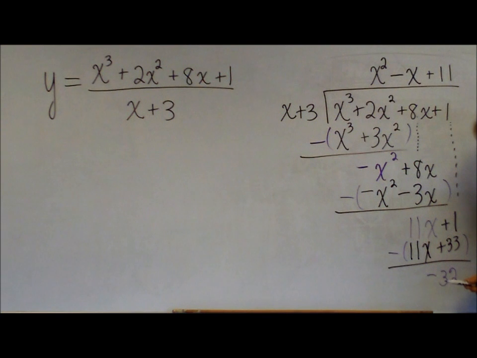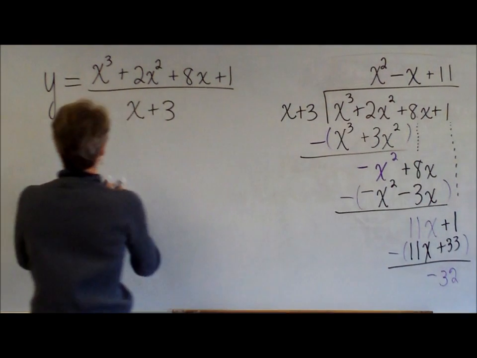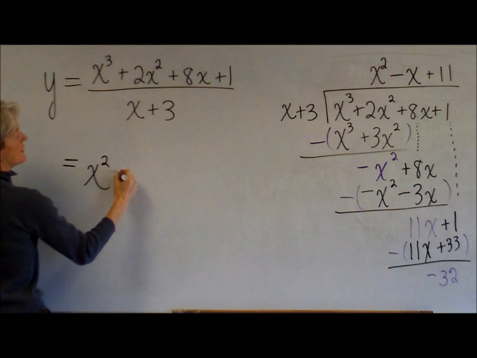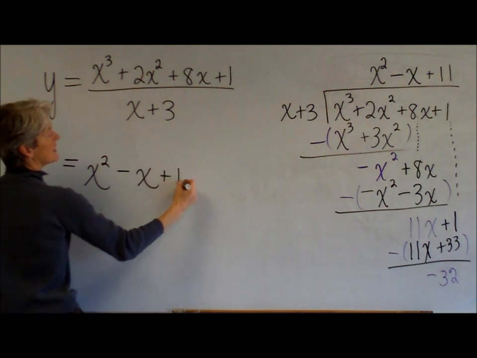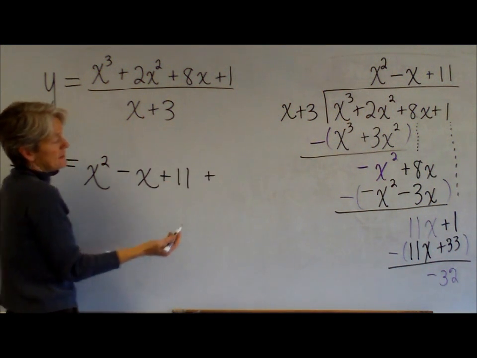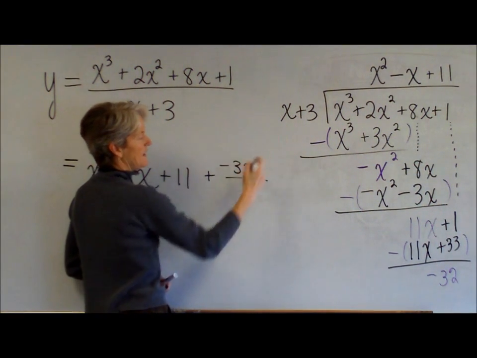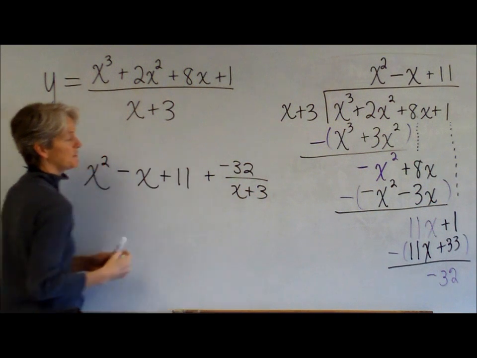You remember when you have remainders? So basically, I just divide it, and this is what it's equal to, plus the remainder. I'm going to run out of room here, so I'll write over here: when I divided it, it equals x squared minus x plus 11 plus my remainder. Well, what is my remainder? It's negative 32 divided by x plus 3.